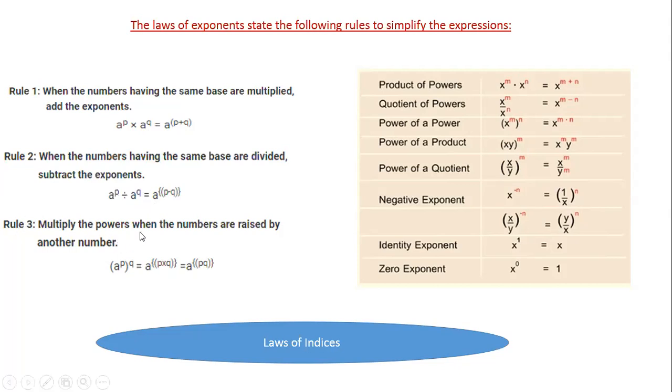The third law is power law. A power p power q is equals to a power p into q. So we have three laws of indices. One is product law, second is quotient, and third one is power law.